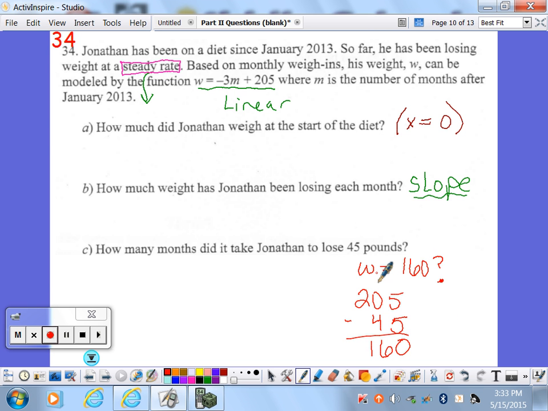Okay, so if W equals 160, then you need to see, well, how many months did it take for him to get there? You could set up a table of values and figure out how much he would weigh after each month and see how many times it takes you to get to 160. Or you could input 160 for W into that equation up above, just show your work down here, and solve for M. Please make sure that you answer the question by saying it will take Jonathan however many months. Go ahead.